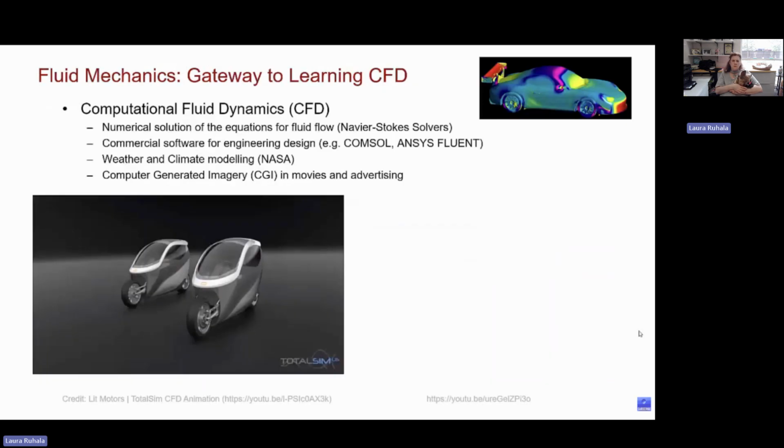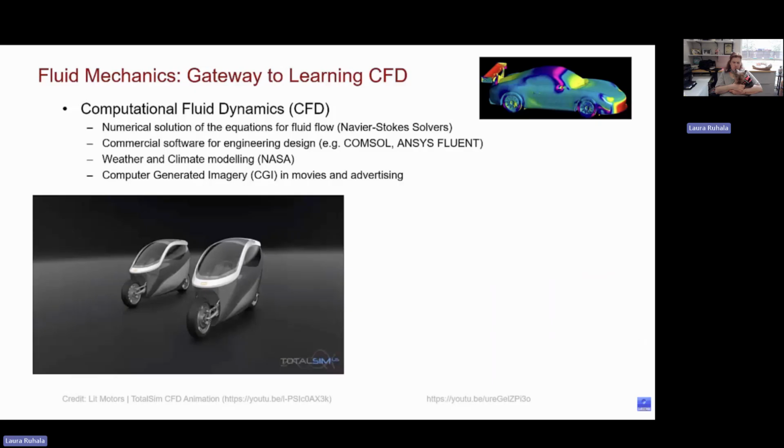One of the more exciting aspects of learning fluid mechanics, I think, is that it's a gateway to learning computational fluid dynamics, which is a more advanced topic. Computational fluid dynamics is the numerical solution of the equations of fluid flow, the so-called Navier-Stokes equations, which we will talk about in this course. And nowadays, most mechanical designs involving fluid mechanics are done using CFD.